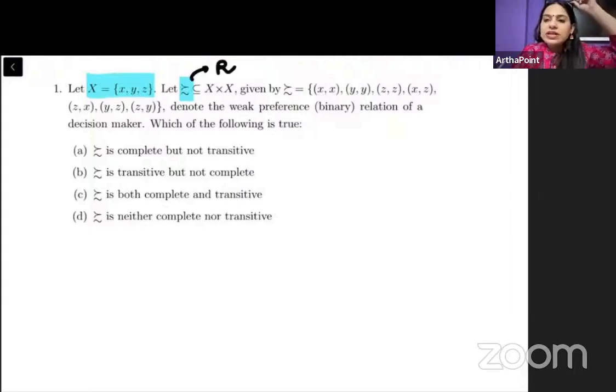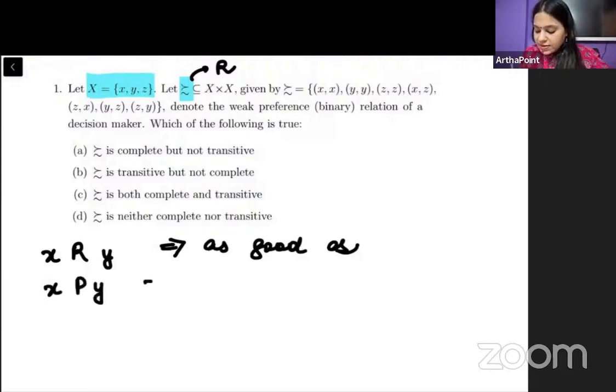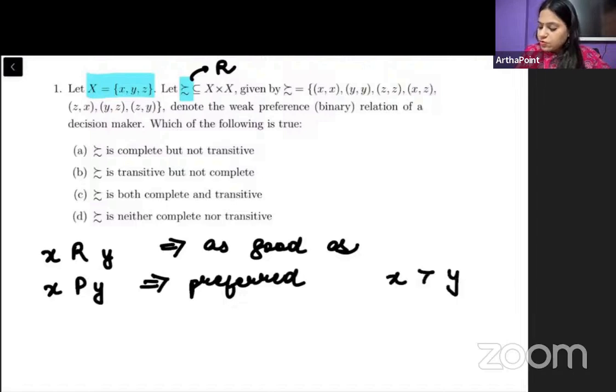So if you remember in the class of microeconomics, we have learned three kinds of relations. One relation is known as XRY, which is known as "good as". X is as good as Y. The other relation is known as XPY. That means X is preferred over Y. Right? So this is X is strictly preferred over Y.